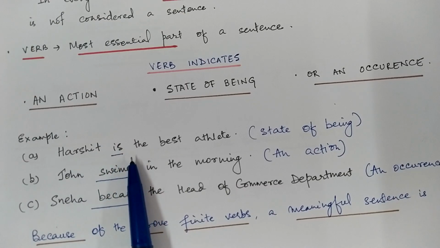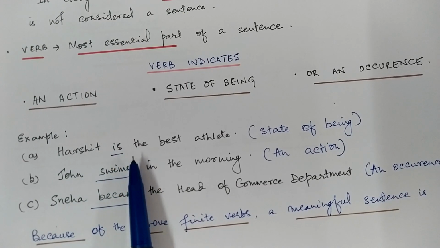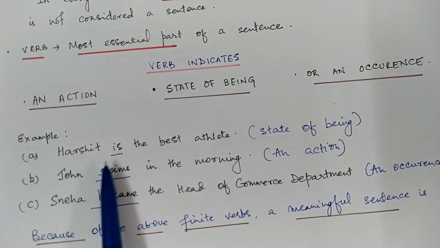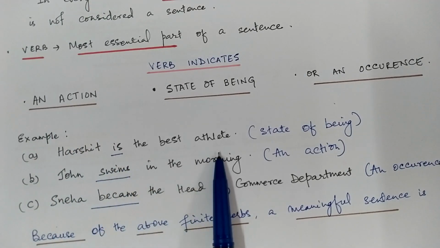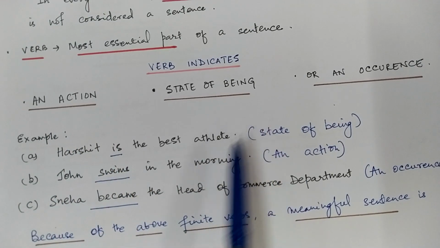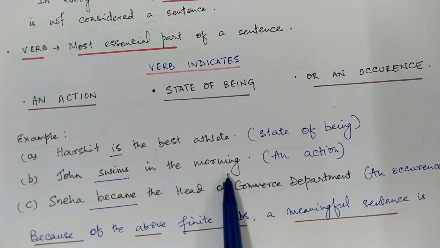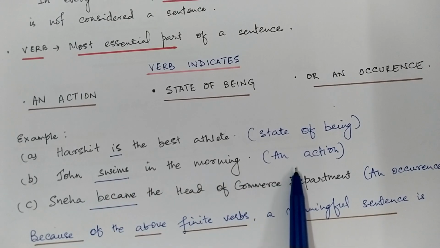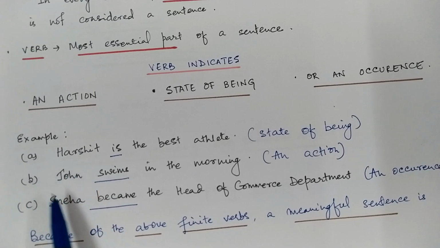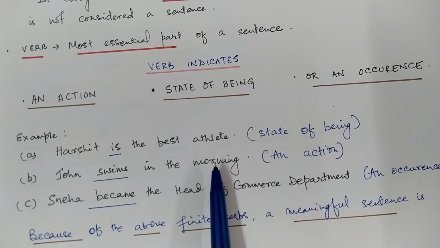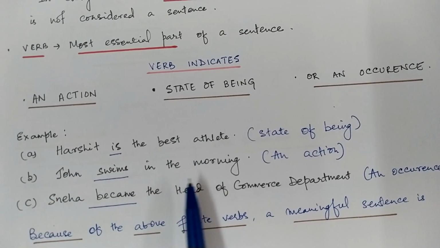What is the verb here, children? It is "is", and it is indicating a state of being. So Harshit is the best athlete is a state of being. John swims in the morning is an action. Now John is our subject. Now what is John doing? He is swimming in the morning. So it is an action that John is doing.